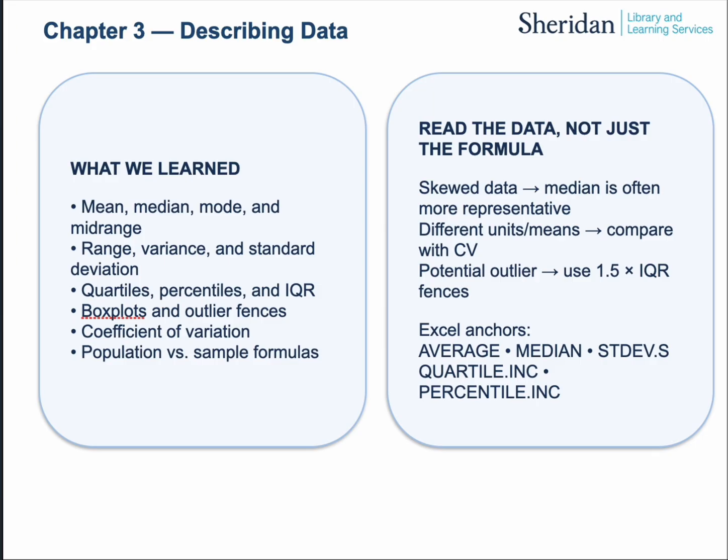For example, imagine a company where one CEO earns several million dollars while everyone else earns around $50,000. This is very common in our life, right? In this case, the mean salary would be much higher than what most employees actually earn. The median will provide a much better description of a typical employee salary. The mode is simply the value that occurs most frequently, while the mid-range is the average of the minimum and the maximum value. Although the mid-range is easy to calculate, it is very sensitive to outliers and is rarely used in practice.